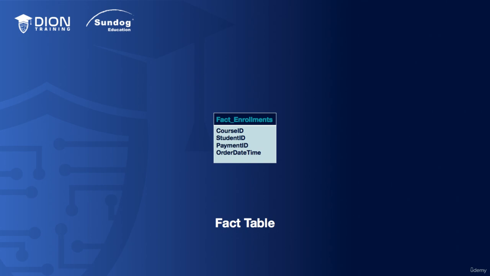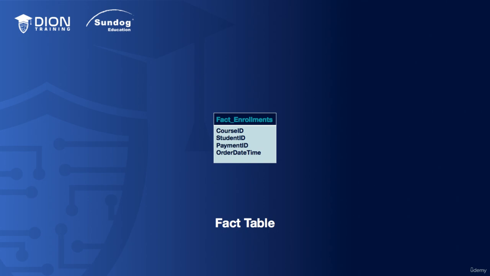Typically, a fact table will contain all of your main keys associated with your queries. So my enrollment might be described by the identifier of the course that a student enrolled in, by the identifier of the student, and maybe an identifier for the payment associated with that transaction that they used to actually pay for that enrollment. And I'll probably have a timestamp on there as well of when that enrollment happened. So that's an example of a fact table.